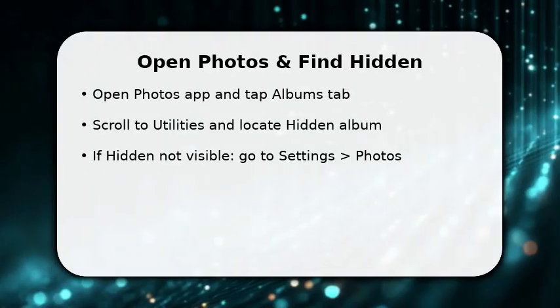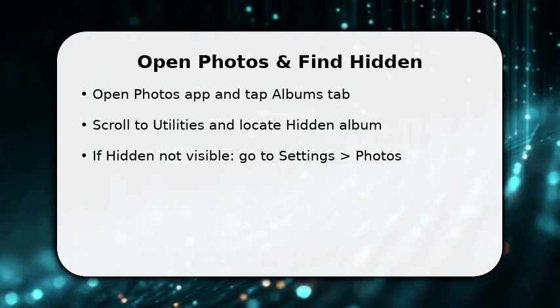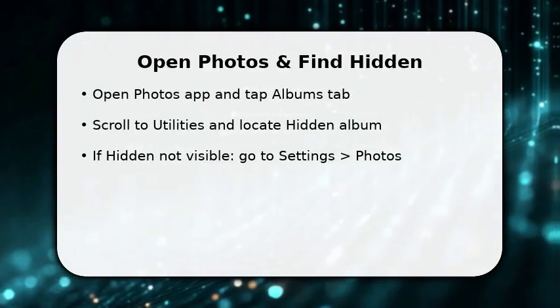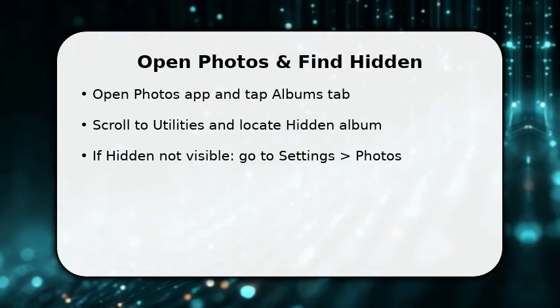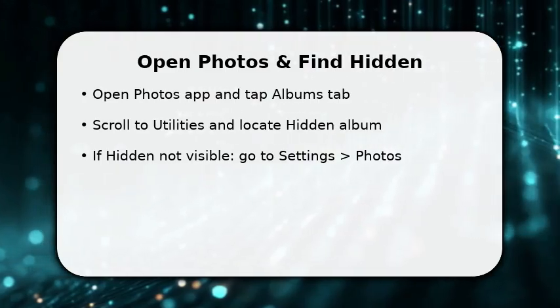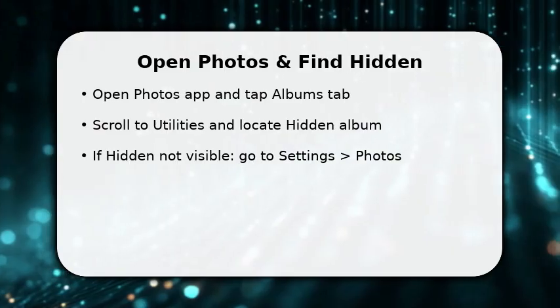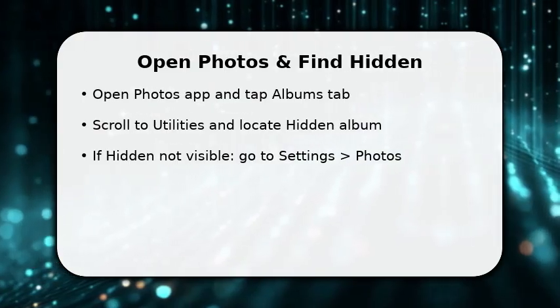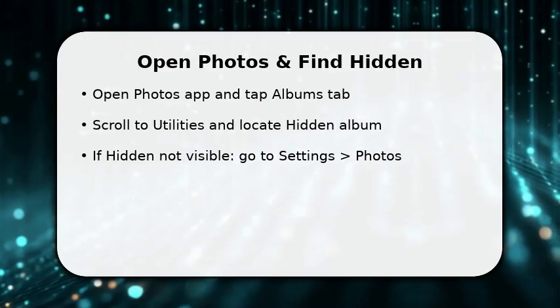You'll start inside Photos, so open the app now and tap Albums at the bottom. Once in Albums, scroll to Utilities and tap Hidden to view items you previously hid. If you don't see Hidden, make sure you've enabled it. Open Settings, choose Photos, then toggle Show Hidden Album on.